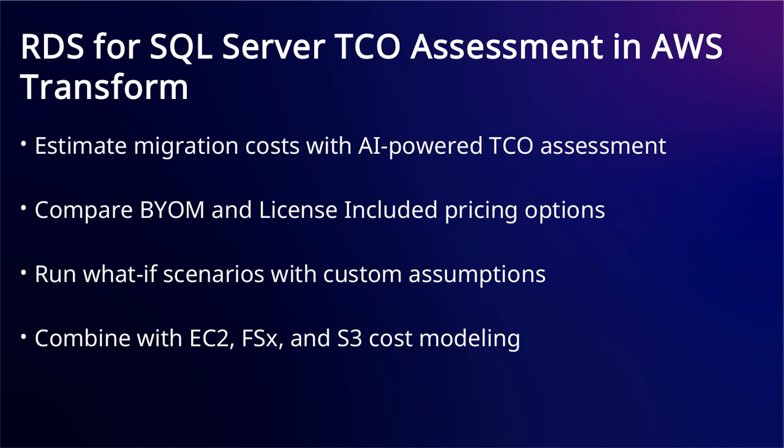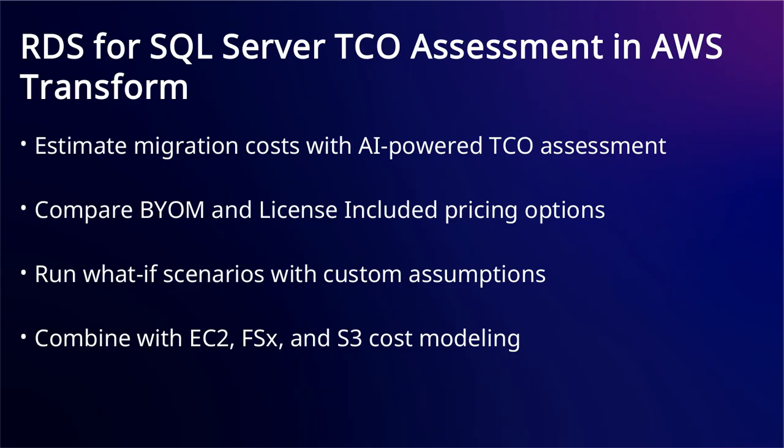Migrating on-premises SQL Server databases to AWS requires understanding total cost of ownership and selecting the right instance types and licensing options. You can now use AWS Transform to estimate costs when migrating to RDS for SQL Server. The service uses AI-powered agents to analyze your on-premises environment and recommend database instances that meet your workload requirements. You can compare bring your own license and license included options with assessments that factor in database savings plans for up to 20% savings and MAP program credits.